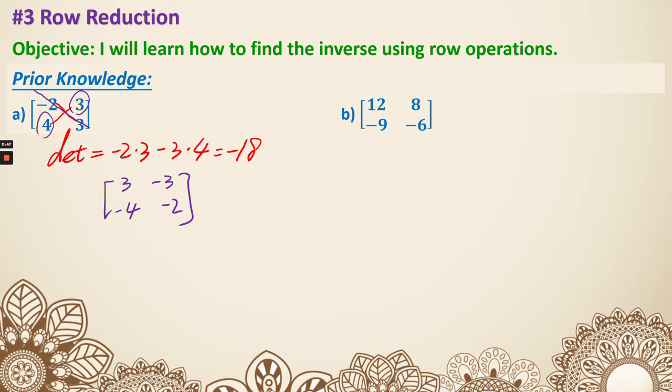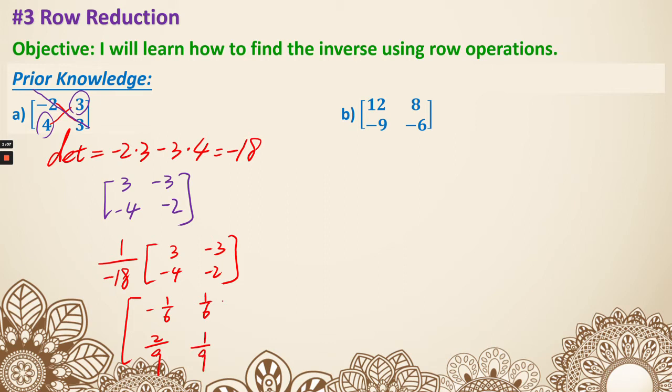Last step, we are not going to just use the determinant, we're going to use the reciprocal of the determinant. So 1 over negative 18, multiplied with this new matrix, 3, negative 4, negative 2. That is going to give us a result of negative 1/6, then a positive 1/6, a positive 2/9, and a positive 1/9. That's question A.